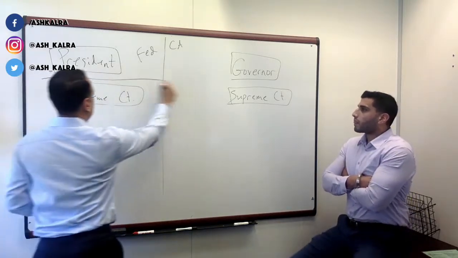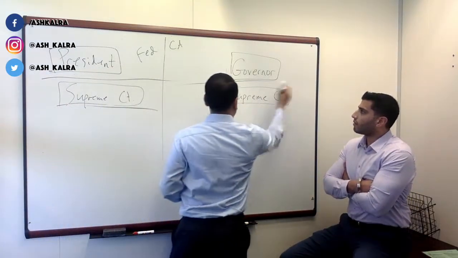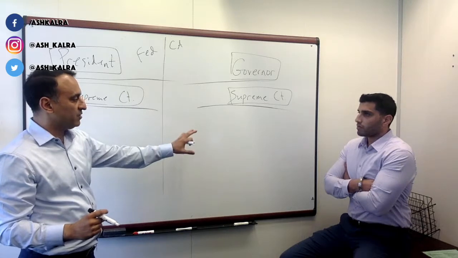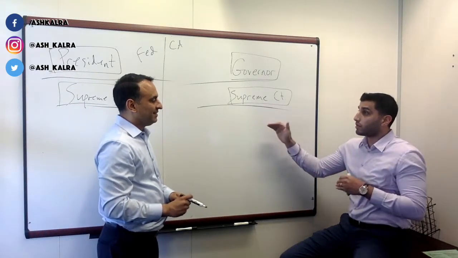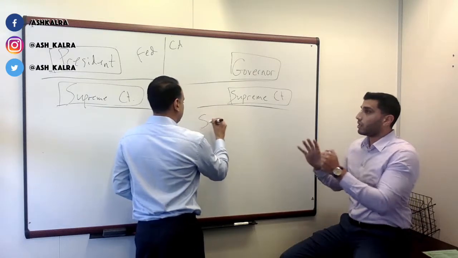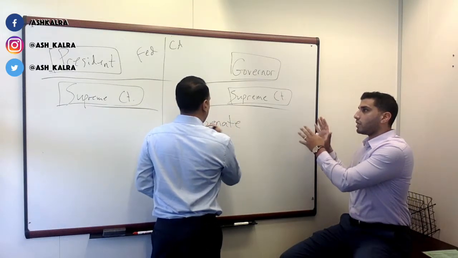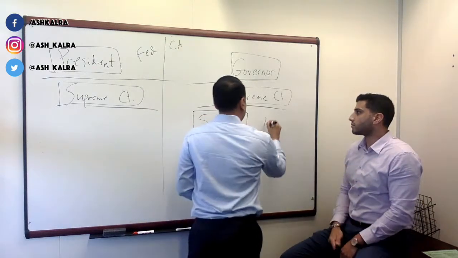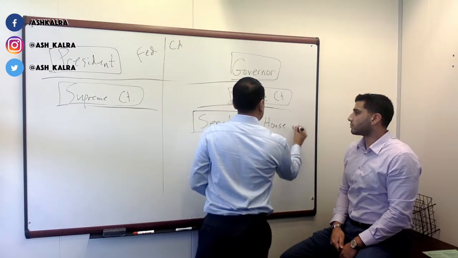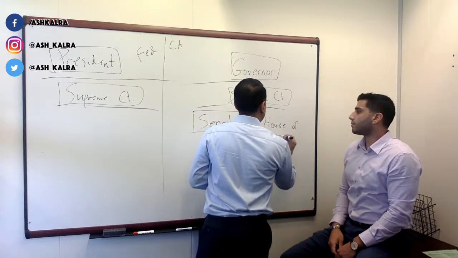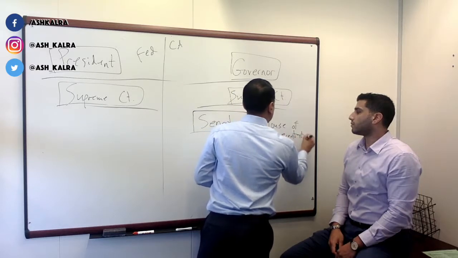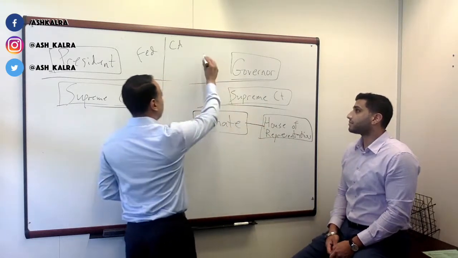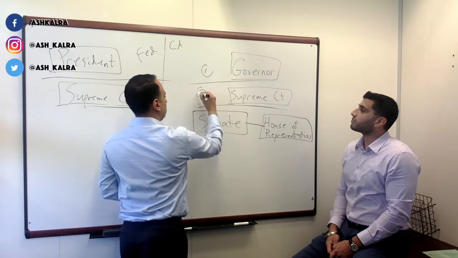So there's one, two, and then finally we get the legislative branch. At the federal government level, what are the two houses? The Senate, and the House of Representatives. This is the stuff we all learned in high school, though we don't always pay attention to how it matters in our lives. So these are the three branches of government, with checks and balances.